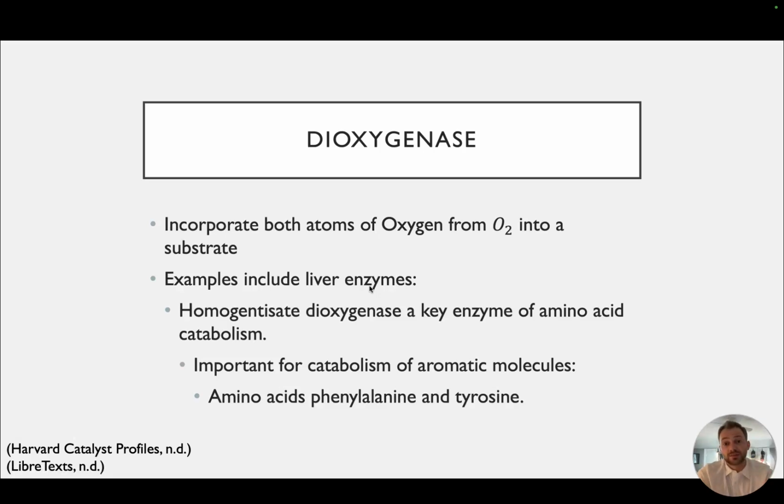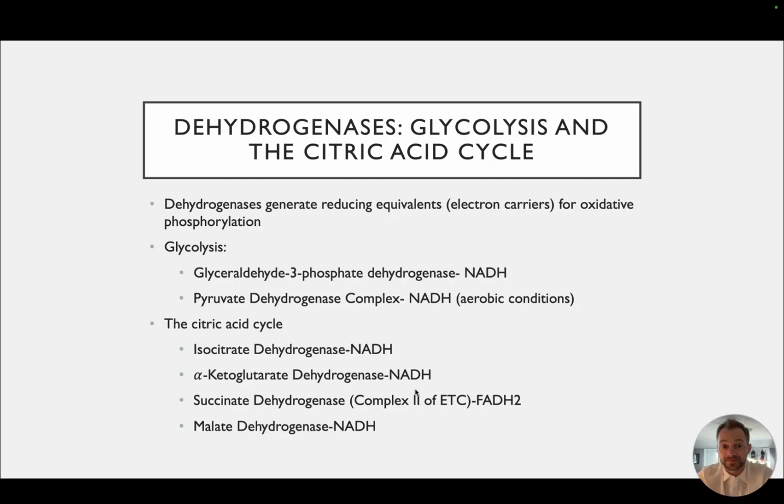Dioxygenases actually incorporate both atoms of molecular oxygen into a substrate. One example is homogentisate dioxygenase, which is a key enzyme in amino acid catabolism. It's very important in the catabolism of aromatic molecules, including the amino acids phenylalanine and tyrosine, allowing them to enter our metabolic pathways. So I just want to peek at a couple dehydrogenases in metabolism.